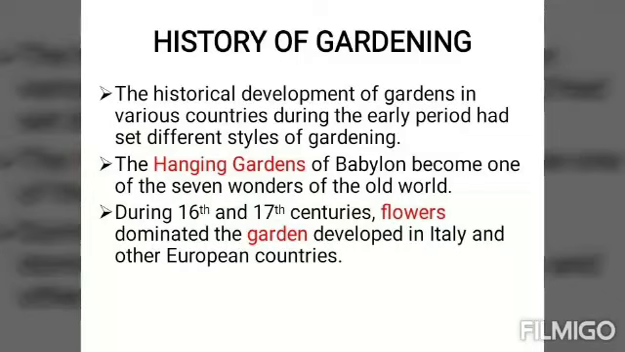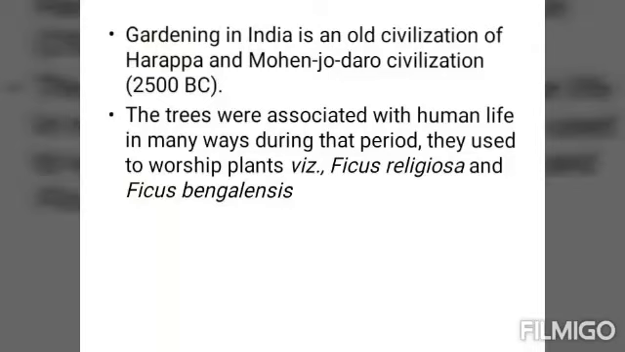And during the 16th and 17th century, the flower-dominated gardens developed in Italy and other European countries. Flower production was more in the 16th and 17th century in Italy and other European countries. And if we talk about gardening in India, there is the old civilization of Harappa and Mohenjo-daro in 2500 BC, that is before Christ.